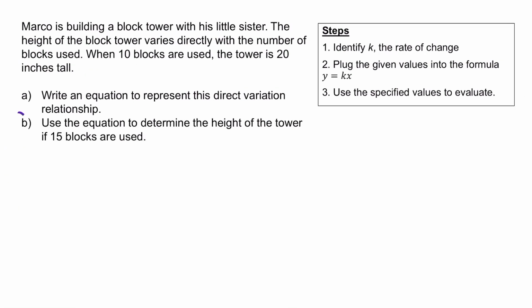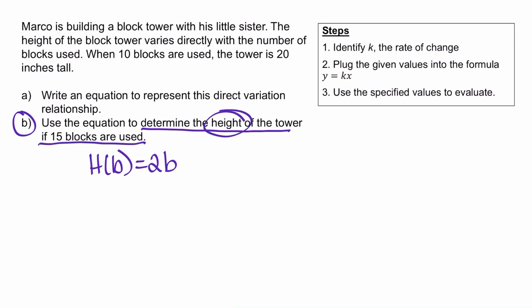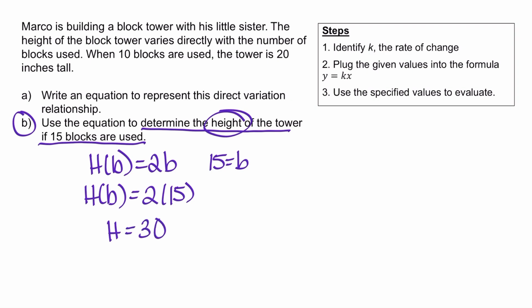Now I'm going to do part B. Okay, so I have my equation from my previous slide, h of b equals 2b, and I'm going to use this to determine the height when 15 blocks are used. So 15 blocks means that 15 equals b. So I'm going to figure out the value of h. h of b equals 2 times 15. So that means my value of h equals 30. And the units in this problem are inches. So I'm going to say 30 inches.